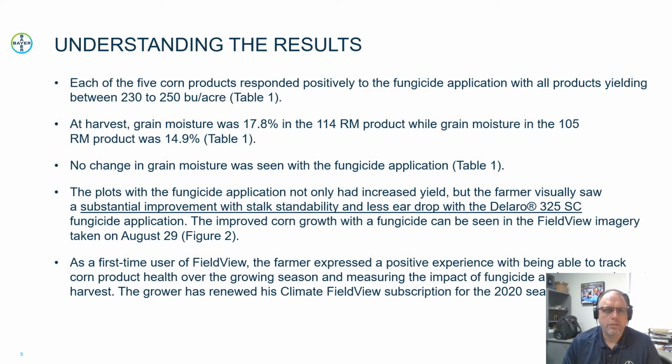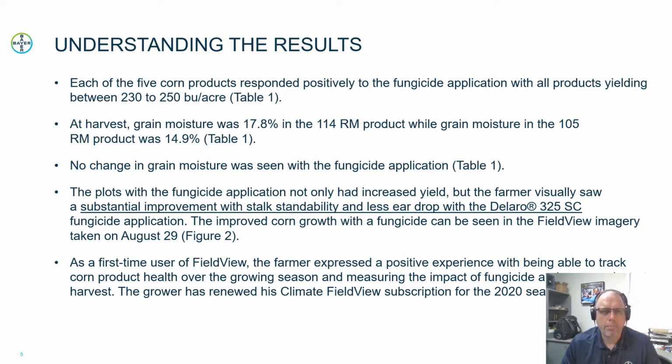So, results: each of the 5 corn products responded positively to a fungicide application, with all of the products yielding between 230 and 250 bushels per acre. There was not a lot of difference in grain moisture between when you had a fungicide application applied to a corn product and when there was not, but there were differences in moisture content between the corn products.